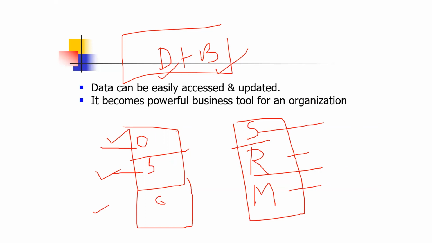Got it? So that data can be easily accessed and updated. Hence, database is a powerful business tool for any organization. So database is a collection of information in an organized, structured, controlled manner so that we can easily store, retrieve, and manipulate the data. Hence, database is very important. It's a powerful business tool for any organization. So this was topic 1.1.